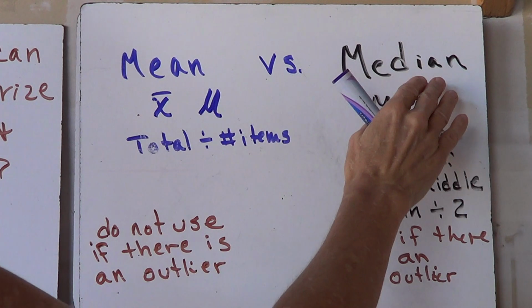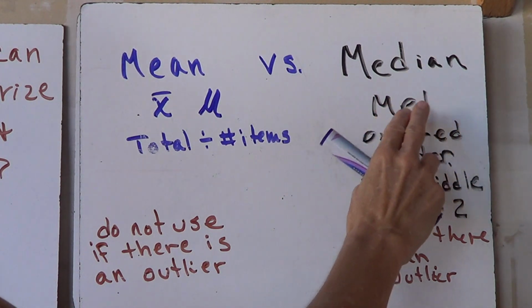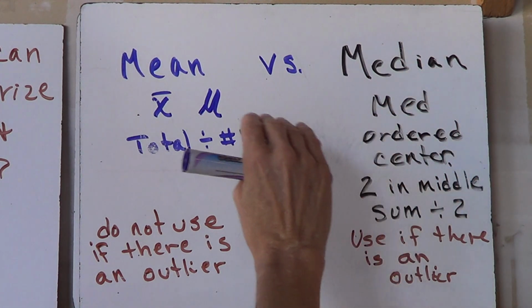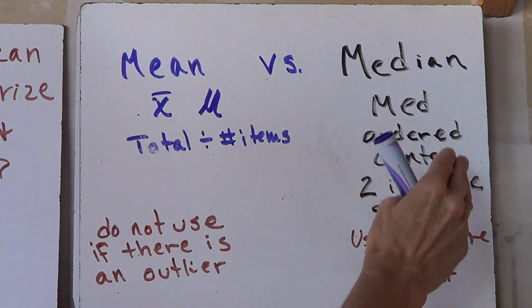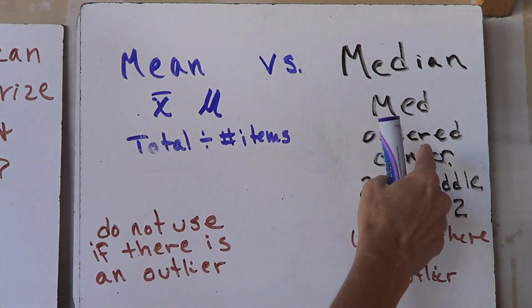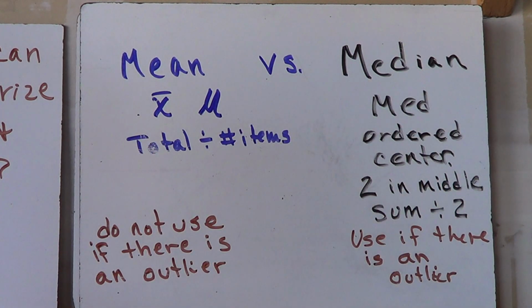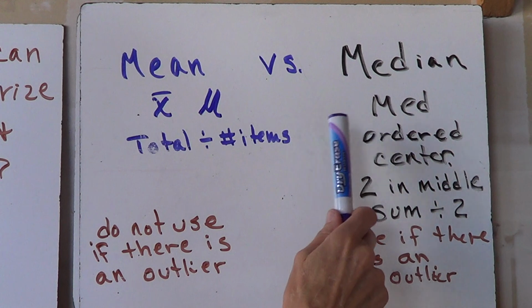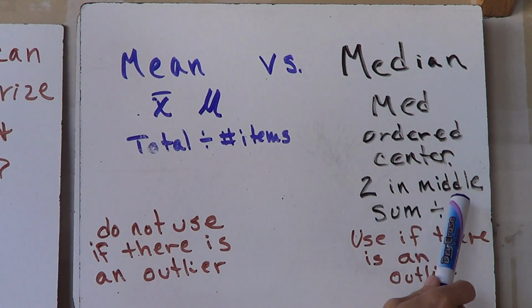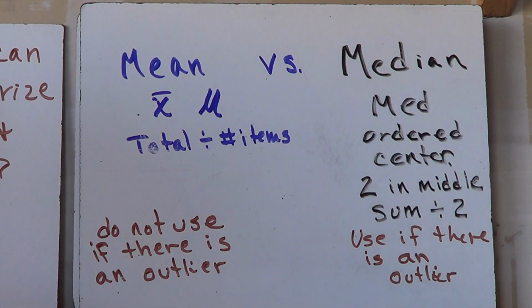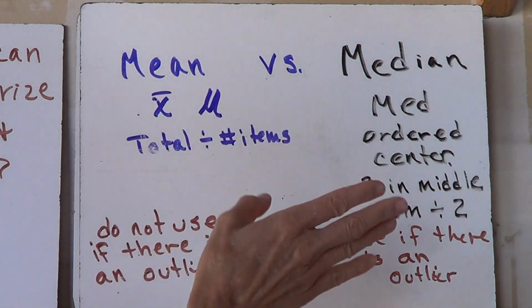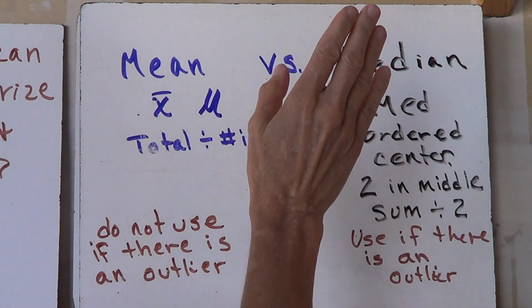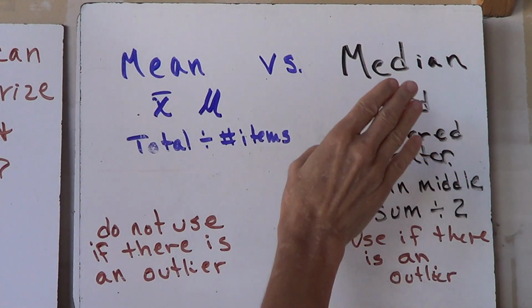For the median, the abbreviation we use is MED. It's when you put the list in an ordered fashion, and then you tick it off to find the center. That's the median. If there's two values in the middle, then you add them together and divide by 2. For the most part, we never use mean if there's an outlier, which I'll explain in the next lesson. If there is an outlier, we use the median.